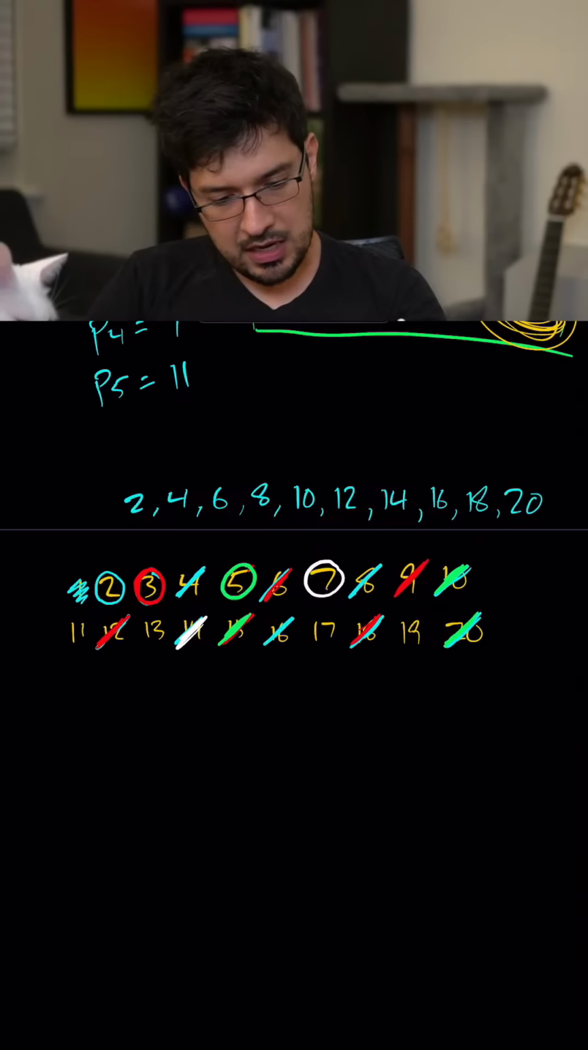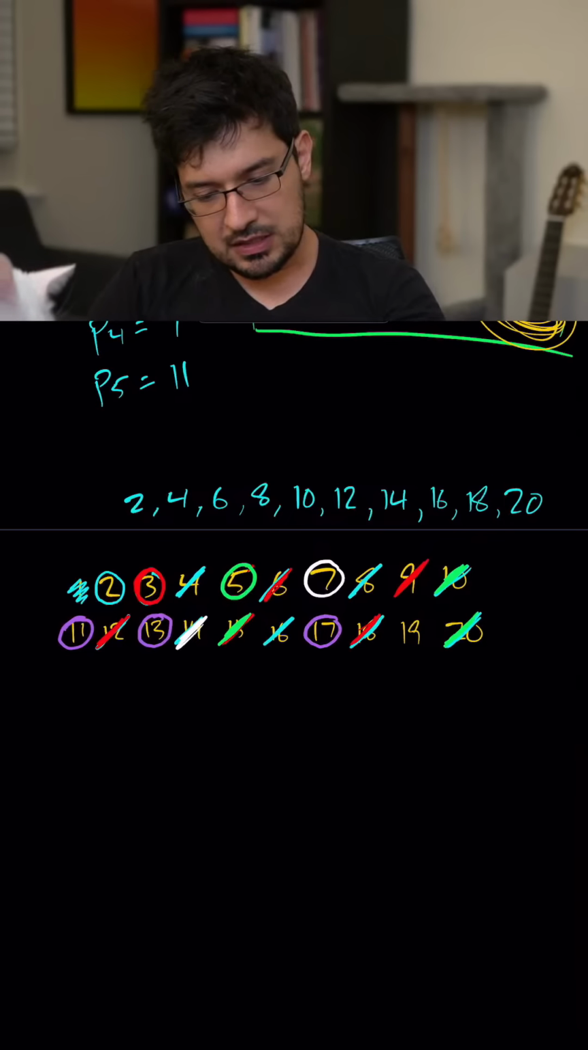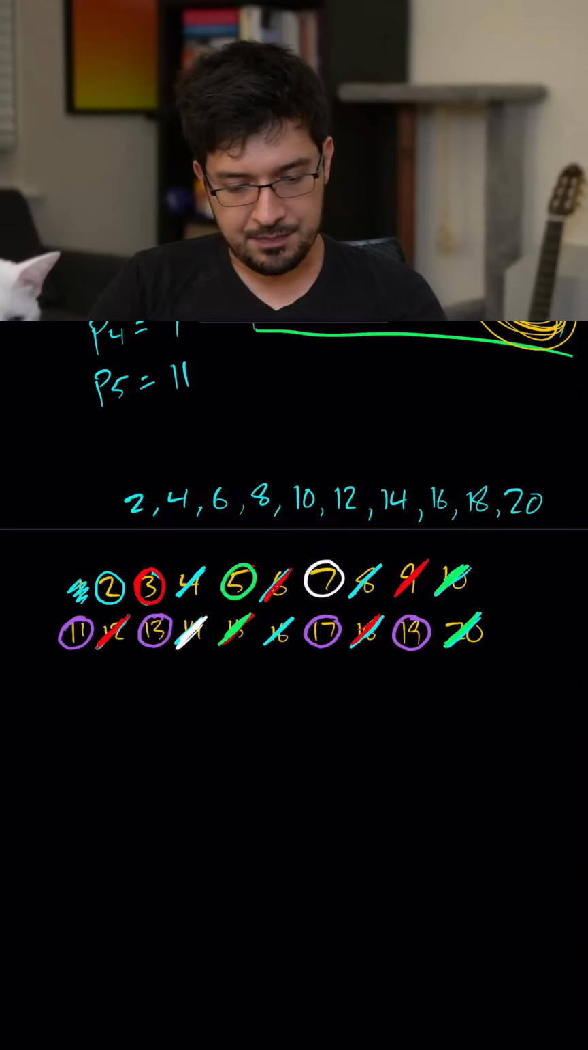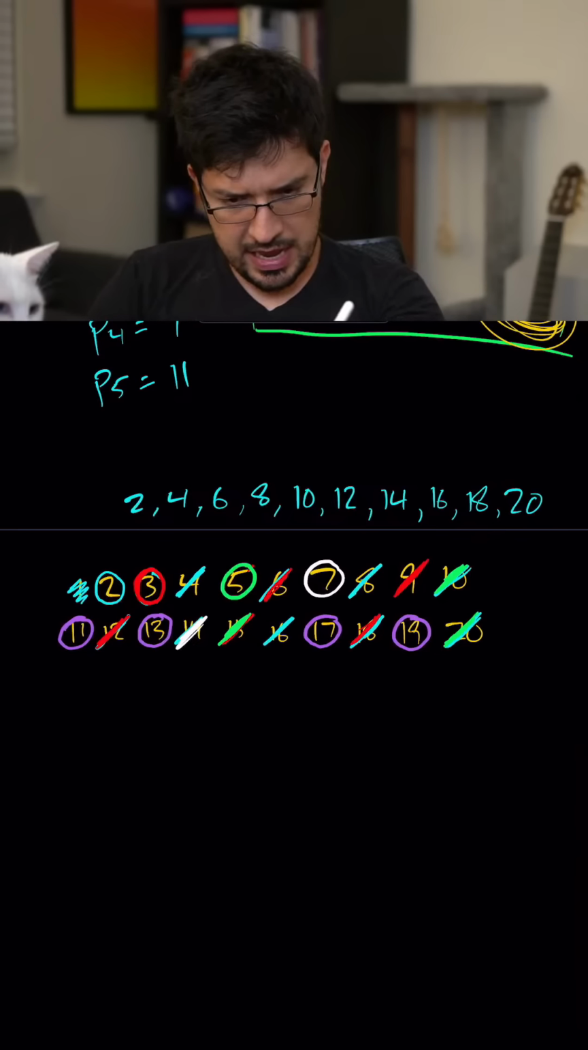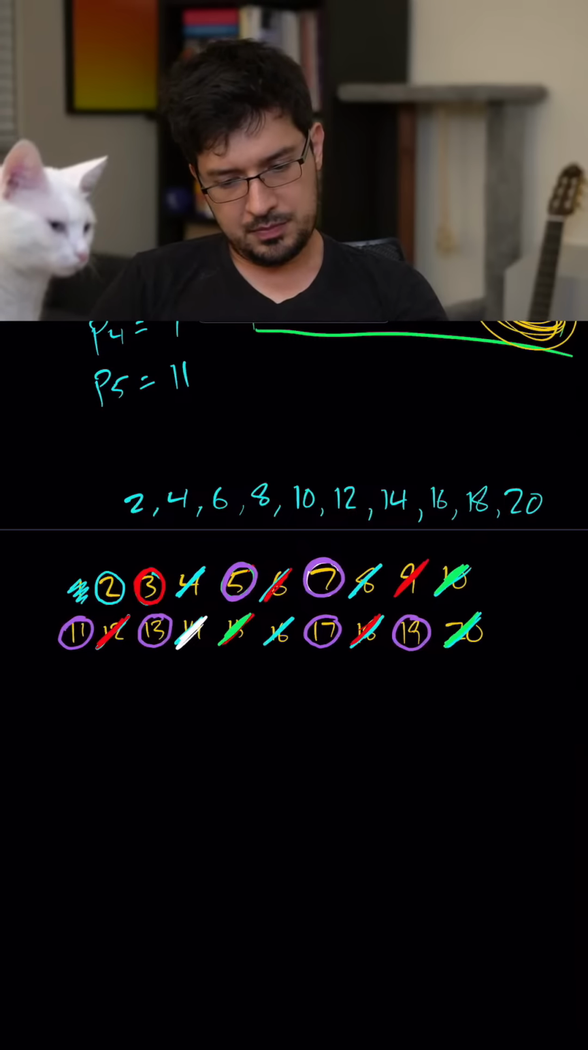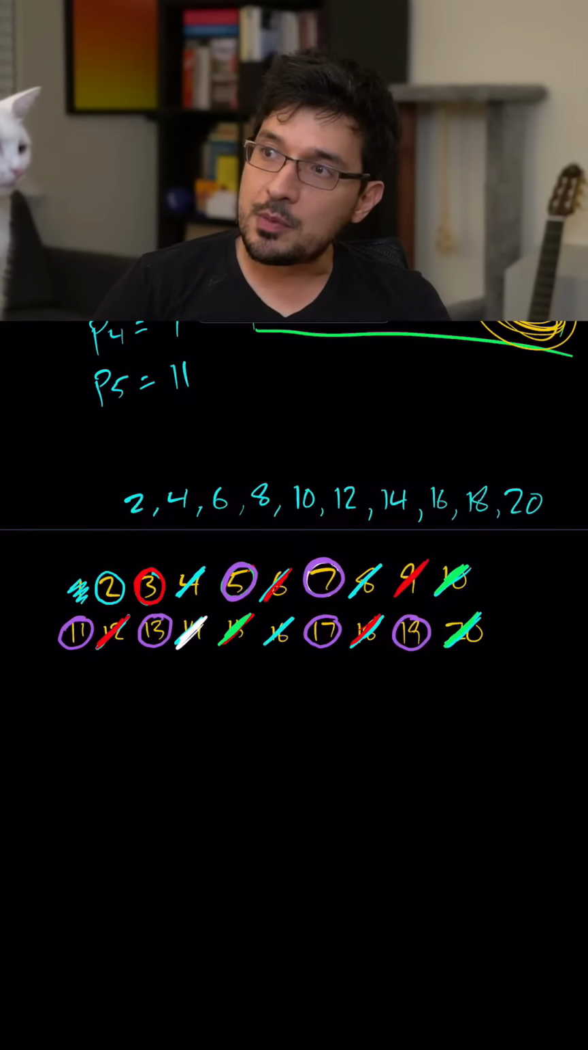Then we keep scanning, and the next numbers that are not crossed out are 11, 13, 17, and 19. And you know what? We could have actually stopped with 5. And I'll explain that in a moment here.